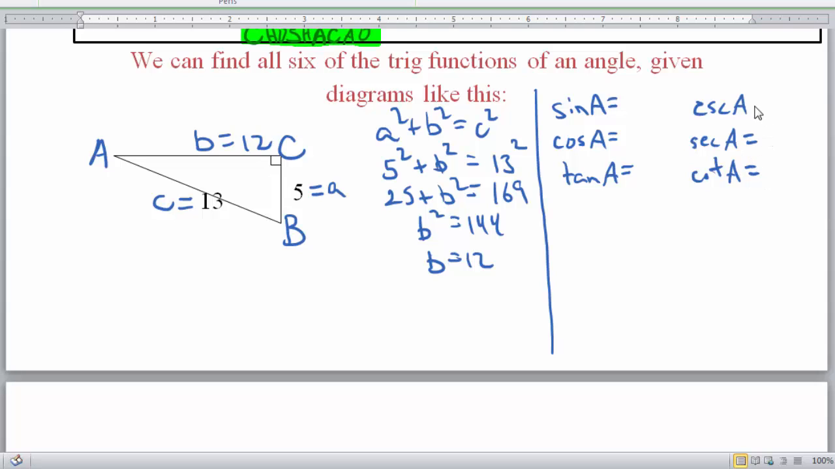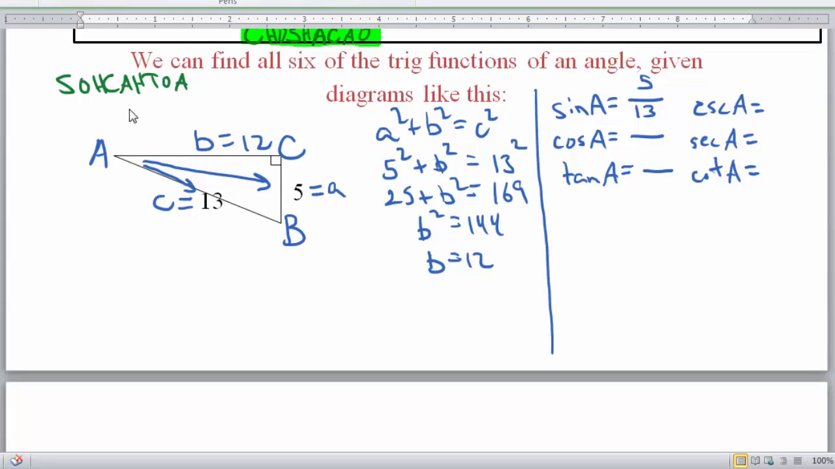Now I would just use my definitions. Remember SOHCAHTOA. If I remember SOHCAHTOA, I can find all these. They are all ratios, so they're all going to be fractions, something over something. The sine is the opposite over the hypotenuse. So what's opposite angle A? 5. And the hypotenuse is always going to be 13. So the sine of A would be 5 over 13.